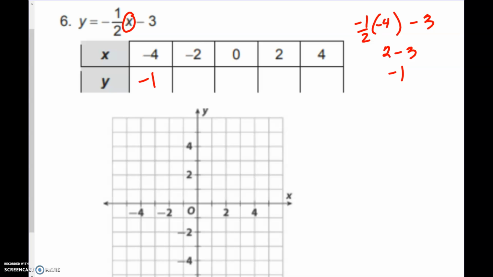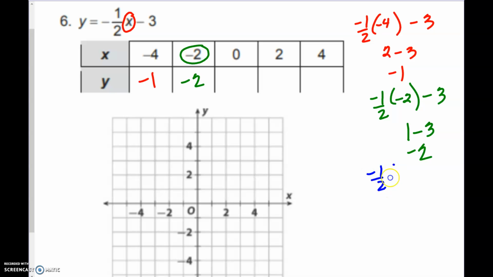Then they want me to do this problem again, but this time they want me to put in a -2. So I have -1/2 times -2 minus 3. So -1/2 times a -2 is a positive 1, minus 3. 1 minus 3 is a -2. All right, the next one they want us to put in a 0. So what's 1/2 of 0? That's just 0, minus 3. So we get a -3.